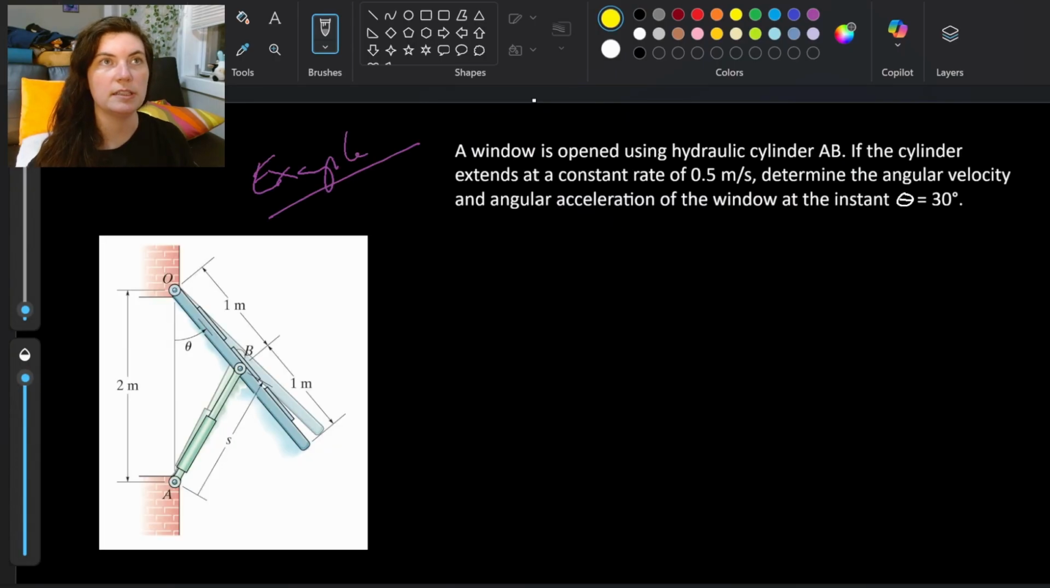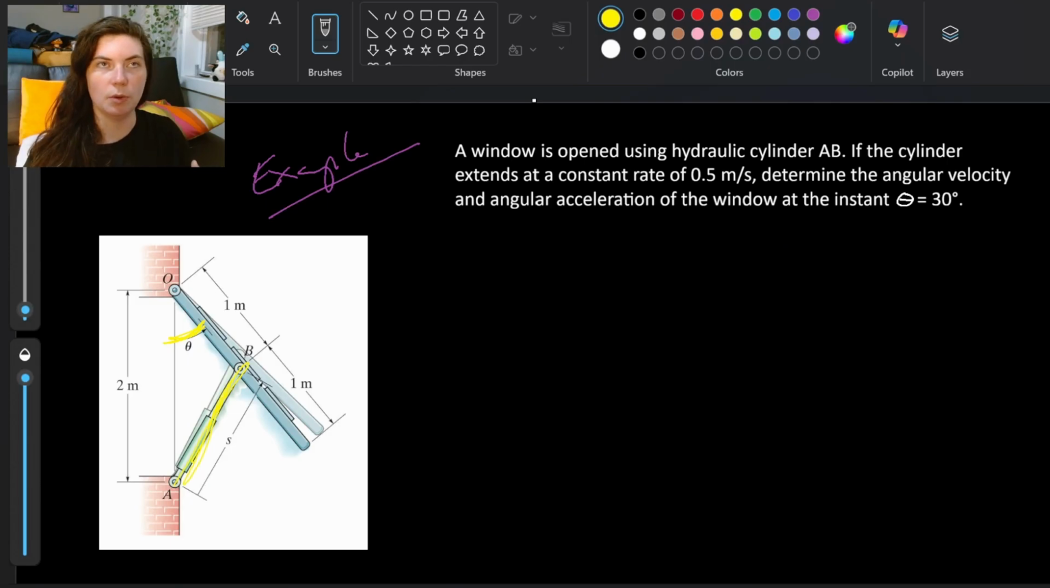In this example, we can see that we have a window that's opened using hydraulic cylinder AB. That's our rod AB right here. This hydraulic cylinder is able to get longer and shorter as the window opens, as it rotates through this angle theta that we see here. If the cylinder extends at a constant rate of 0.5 meters per second, determine the angular velocity and the angular acceleration of the window at the instant that theta is 30 degrees.